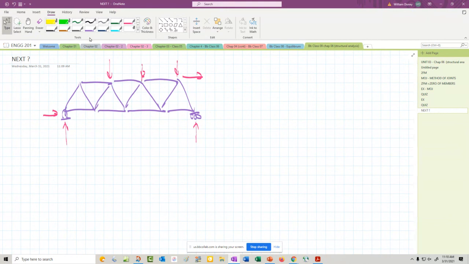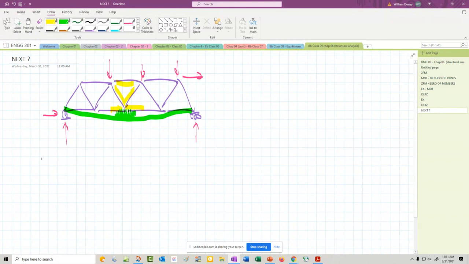So again, if the loading is on this, we'd expect it to sag like this. It won't sag at the ends because of support. We expect the sag to happen right here in the middle. So we would be mostly concerned about what's happening with these members right here in the center.